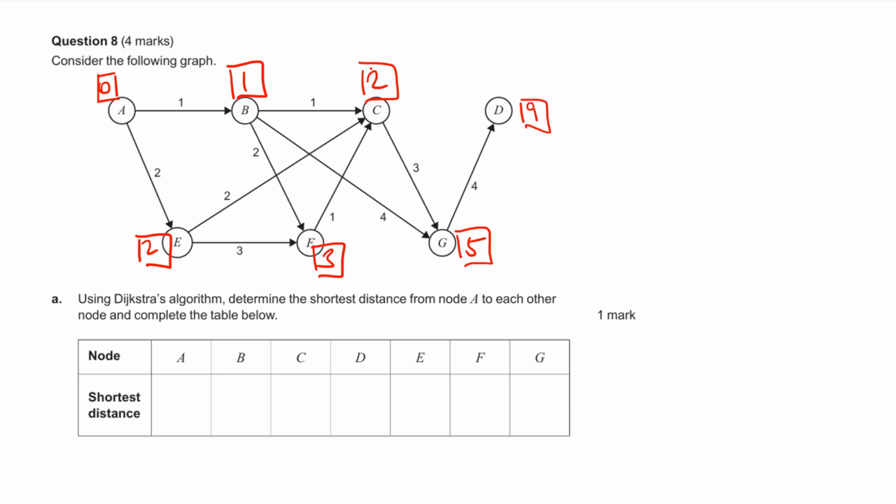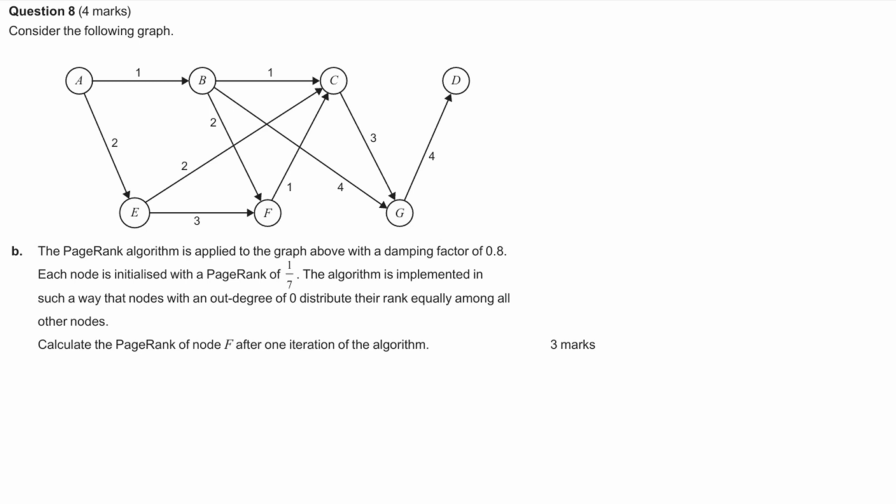So we'll label them 0, 1, 2, 9, 2, 3, 5. Page rank is applied to this graph. Now, whenever we have page rank, I would be thinking to myself, have I accounted for sink nodes? And yes, so we need to imagine that D has sink nodes going to all the other nodes.